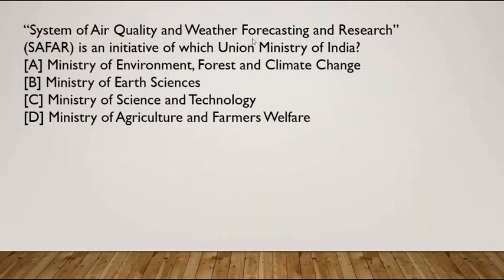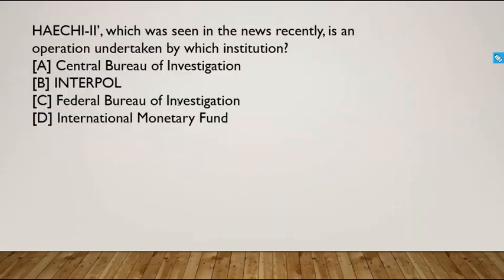System of Air Quality and Weather Forecasting, or SAFAR. This is in the news very much because of the recent Delhi pollution. It was in the news for almost 20 to 50 days. This comes under which ministry? The answer is the Ministry of Earth Sciences. As the name itself says, to forecast and know the quality of the air, SAFAR was launched by the Ministry of Earth Sciences, especially in Delhi, as a pilot project to know the air quality of Delhi.